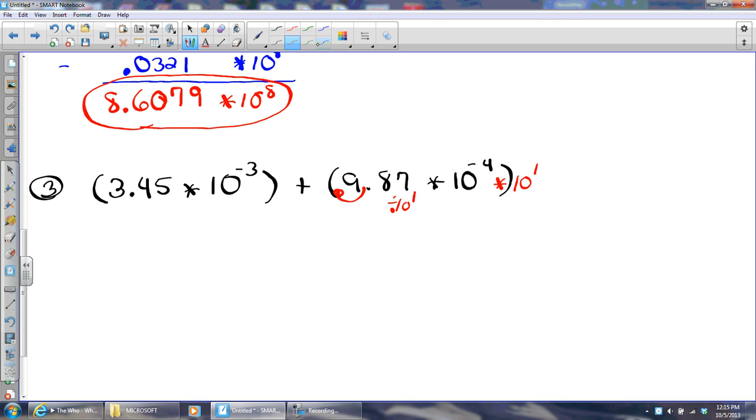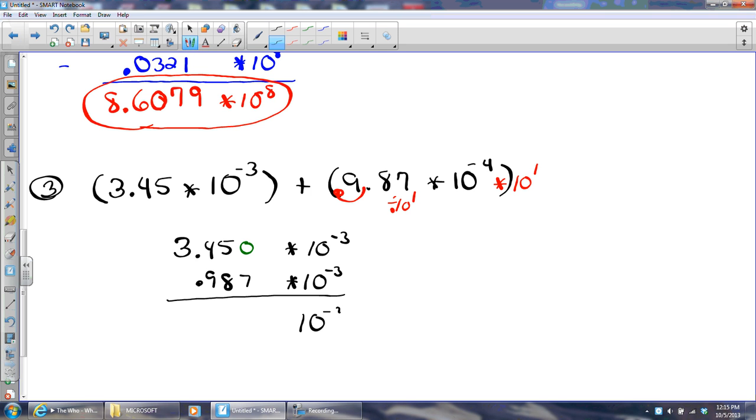So I will have this problem, 3.45 times 10 to the -3rd, and then I'll have 0.987. I'll put that 0 placeholder in, times 10 to the -3rd. I'm going to get 10 to the -3rd. I'm going to get 7. 3, carry the 1. I'm going to get a 4, carry the 1. 4. There we go. Now the situation I was talking about didn't happen.